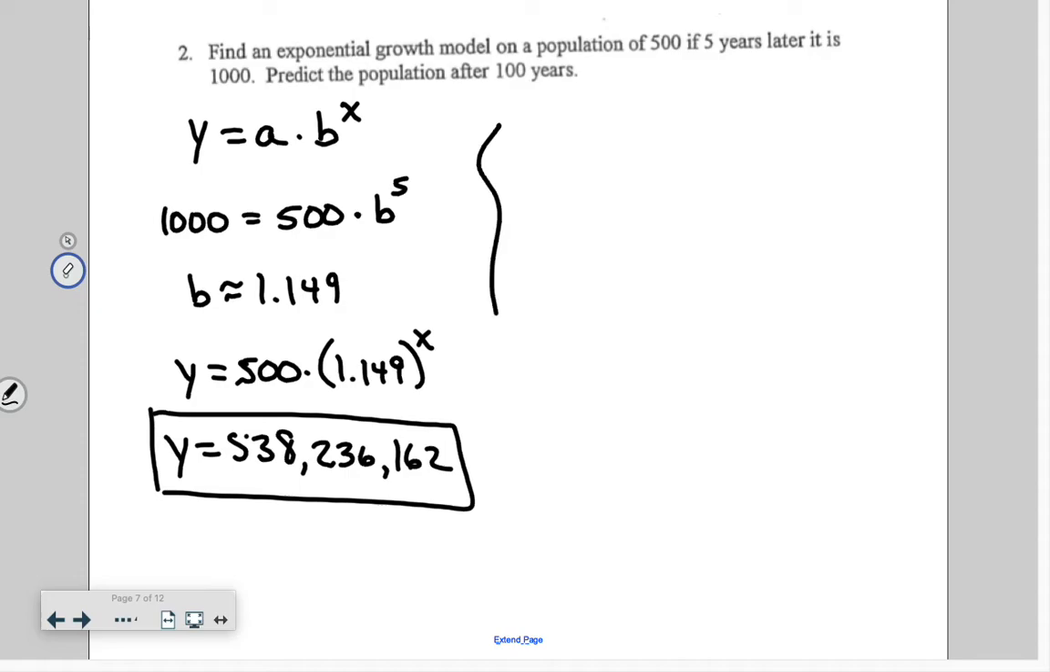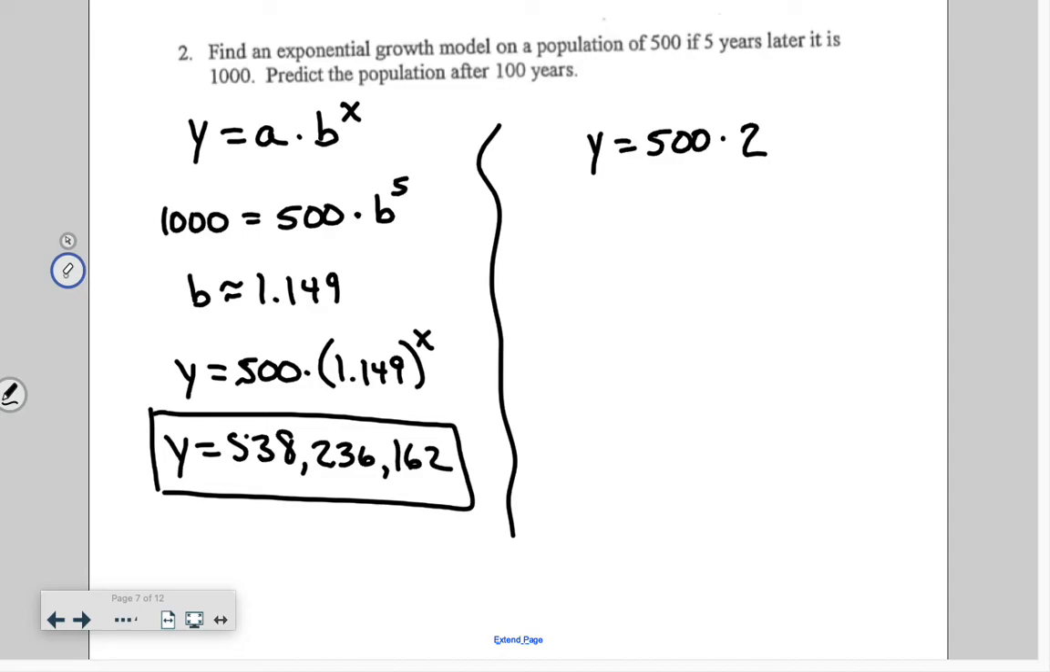Now, I told you I was going to show you a second way because I want you to understand this other option. It's actually an easier and more accurate way of doing this, which will also help you on some other problems. Y equals 500. Still the same starting point. But if you recognize this problem, didn't the population double 5 years later? We went from 500 to 1,000. Which means we could say our multiplier is 2.